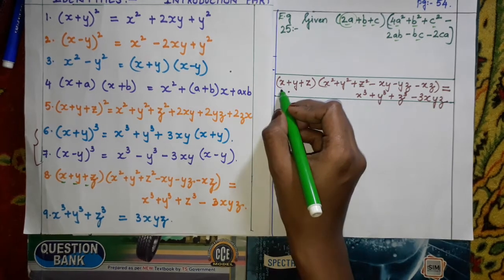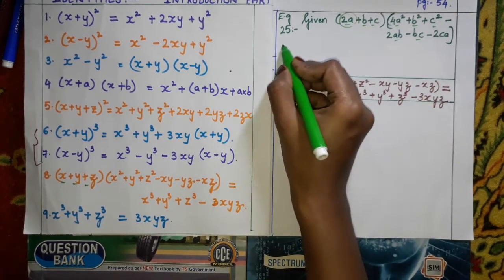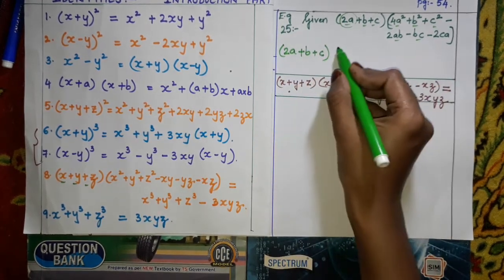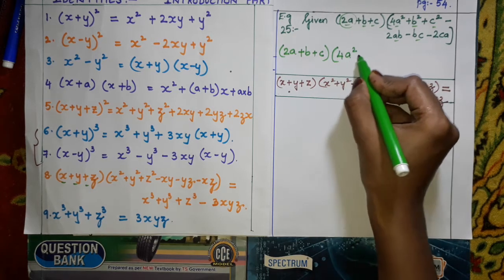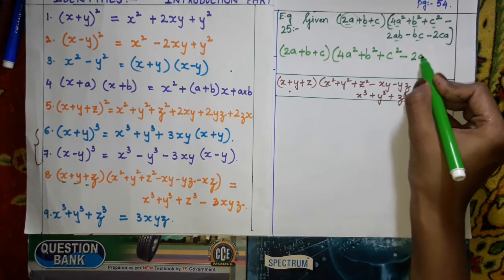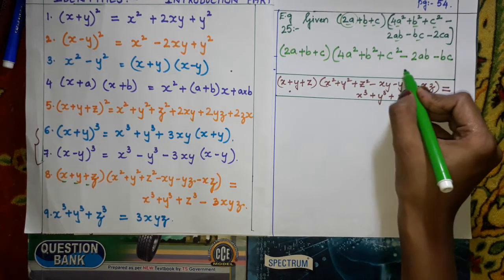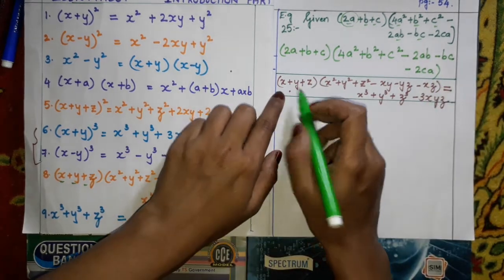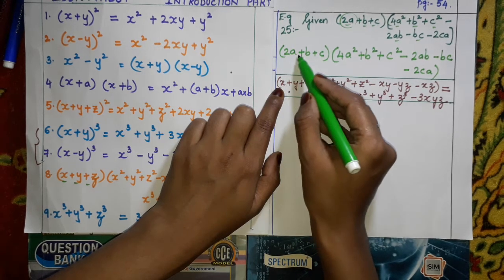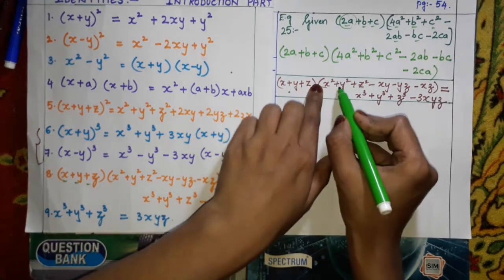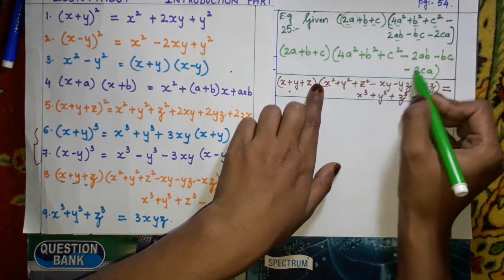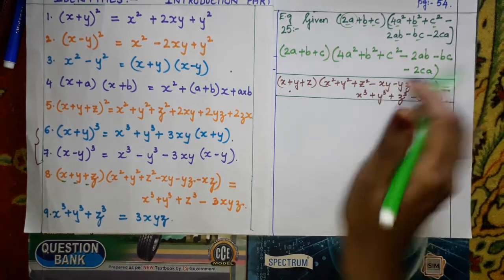Now what is x, children? First, shall I write this neatly? 2a plus b plus c into 4a square plus b square plus c square minus 2ab minus bc minus 2ca. Now shall we check in the formula? Here x plus y plus z. So here 2 pluses are there, and here also 2 pluses. Then we have minus how many? 3. 1, 2, 3. So is it correct? Yes, it is correct.